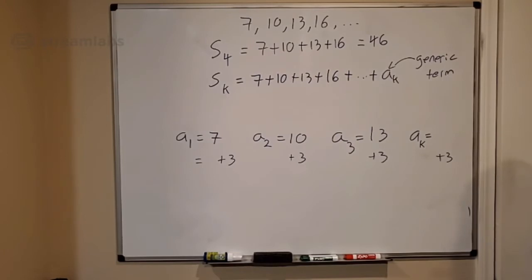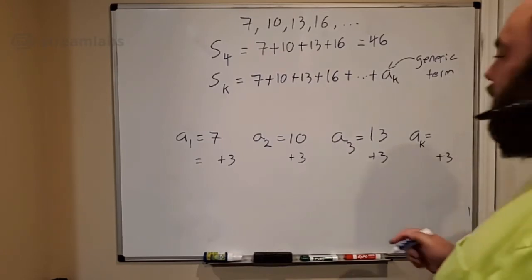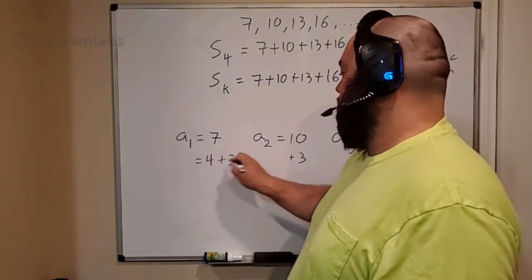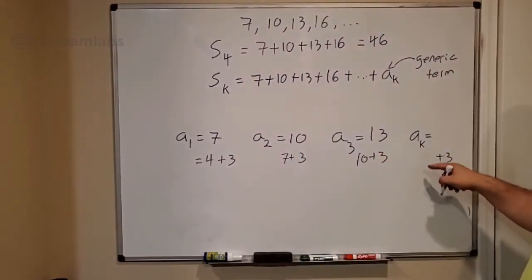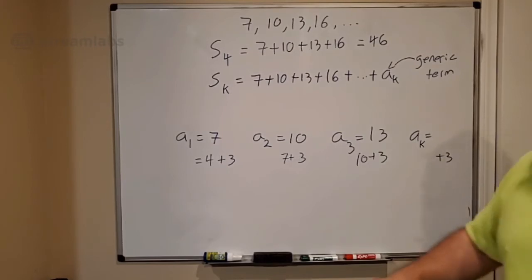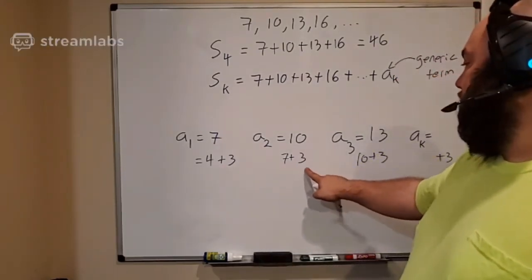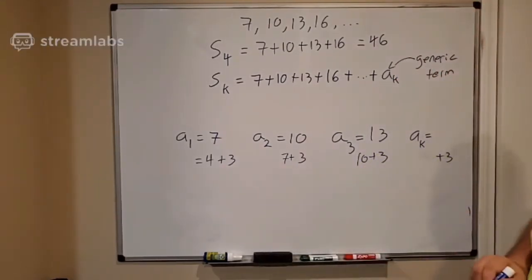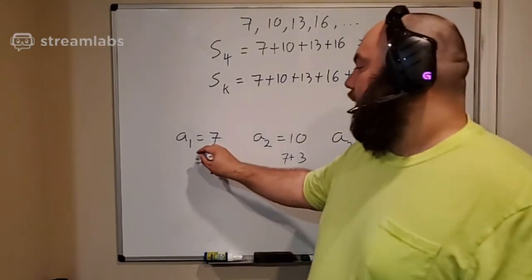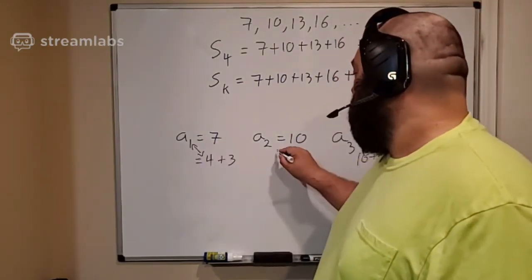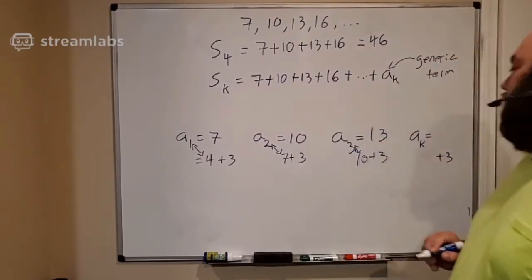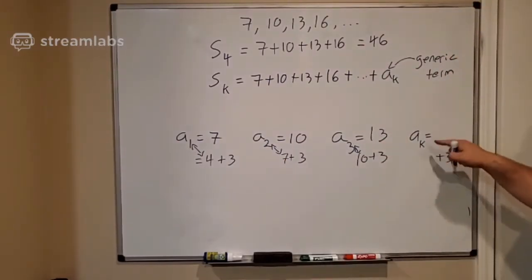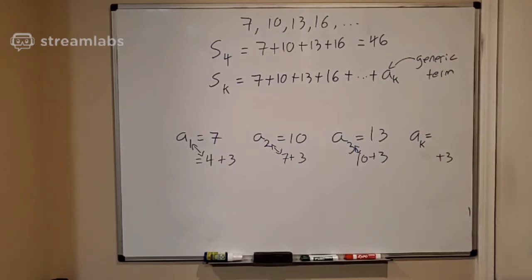To give you a little hint, we can't put that in yet. So 4 plus 3, 7 plus 3, 10 plus 3, et cetera. What I'm looking for is how to get a pattern between 1 and 4, 2 and 7, 3 and 10, and then k and whatever we'll get. That's the pattern we're looking for, and that's how I'd break this one down. Since I know I'm adding 3, I can do it that way.